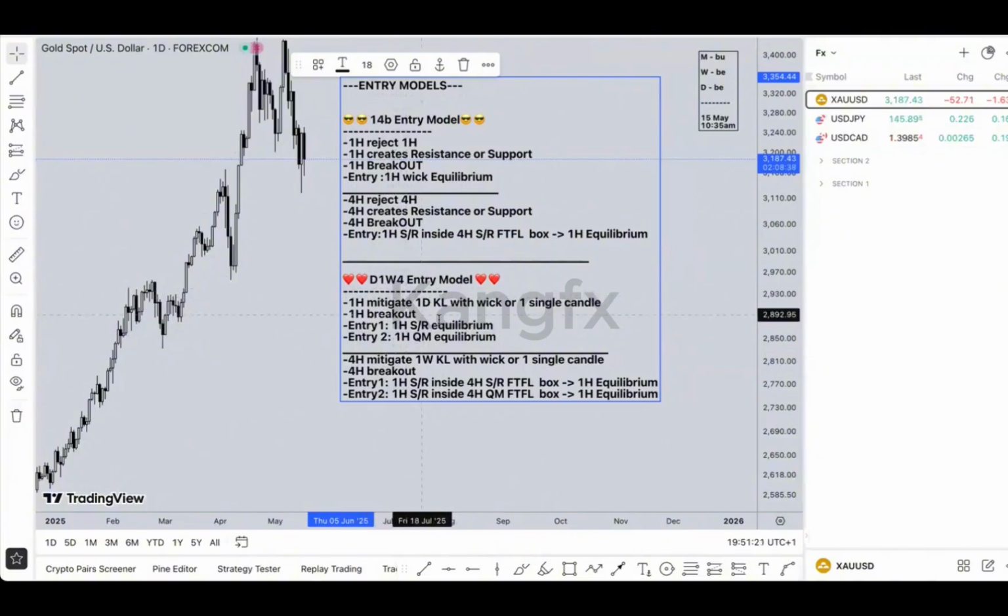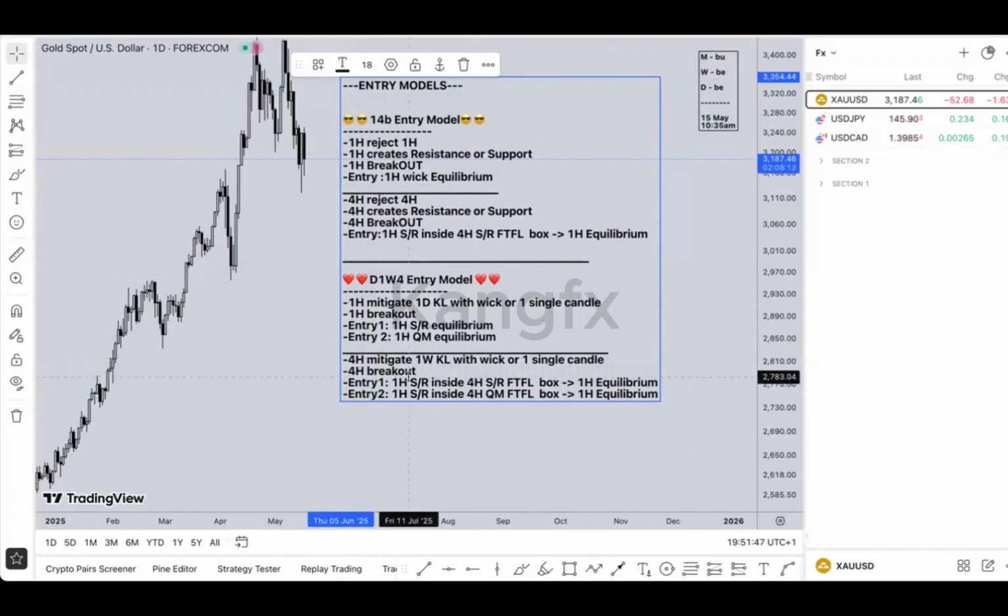After the 1 hour breakout, there are two ways we get our entries when we are using the D1W4 entry models. Either we pick our entry on the 1 hour support or resistance equilibrium, which is the best and the strongest, or we take an entry from the 1 hour QM equilibrium, which is not as strong as the 1 hour support or resistance equilibrium. Also, the D1W4 entry model can be used on 4 hour.